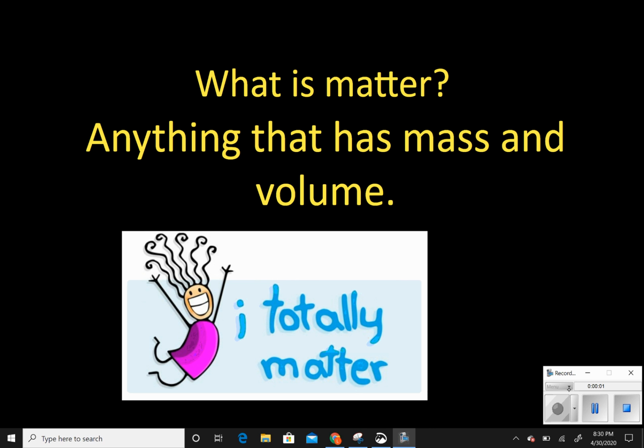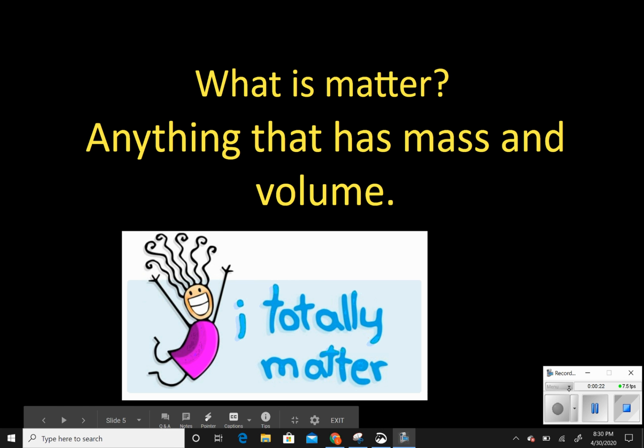Welcome to our very first day talking about chemistry. This is going to be page 200 in your notebook, and all today is about matter. So our question is, what is matter? And matter is anything that has mass and volume.